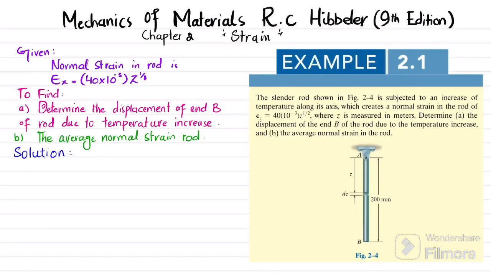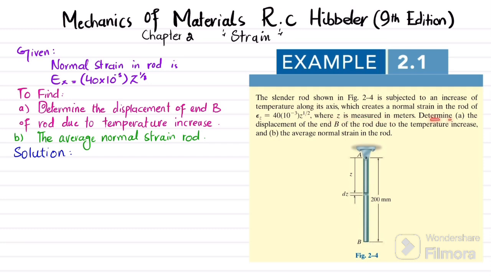Welcome back. In this video, we are going to solve example 2.1 that is taken from chapter number 2, Strain, and the book name is Mechanics of Materials by R.C. Hibbeler, 9th edition. So the statement is: the slender rod shown in figure 2.4 is subjected to an increase of temperature along its axis, which creates a normal strain in the rod of epsilon z equals 40 times 10 raised to the power minus 3 z to the power 1/2, where z is measured in meters.